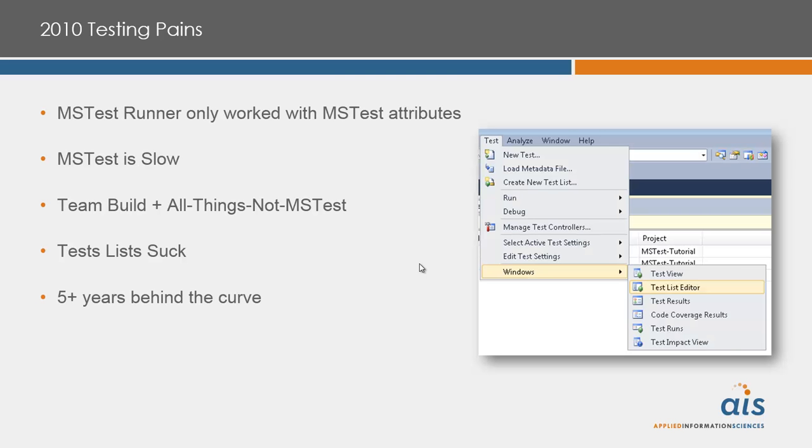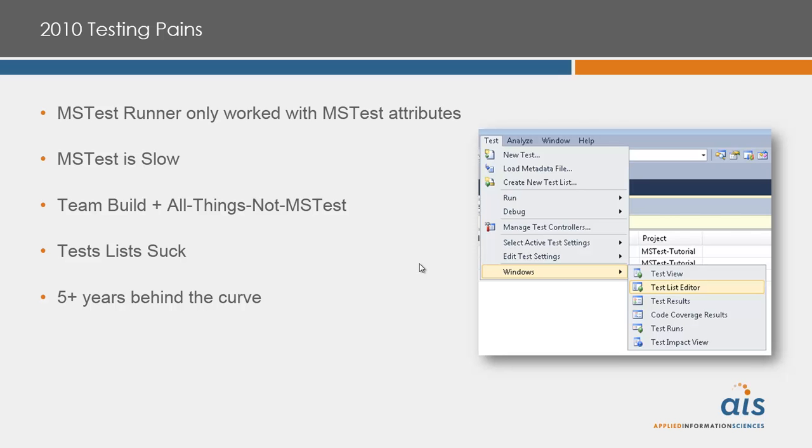So, pains that we had back in 2010. First off, one of the big problems that really existed in MSTest, as it was called, was that the runner only worked with MSTest attributes. There were a number of precursors to MSTest, specifically NUnit and the XUnit family of testing infrastructure. In fact, there is actually an XUnit, and none of those would work with the MSTest runner. So you were either all in or you were out. You were kind of shut out using one of the other test runners, which many of them were very good.